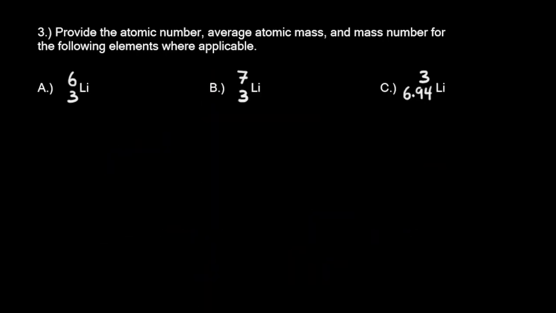Question number 3. It says provide the atomic number, average atomic mass, and the mass number for the following elements where applicable. Here we are asked to write the mass number as well as the atomic number and the average atomic mass of the following element. Take a minute and think about this question. Come up with the answer, then come back and check how you did.